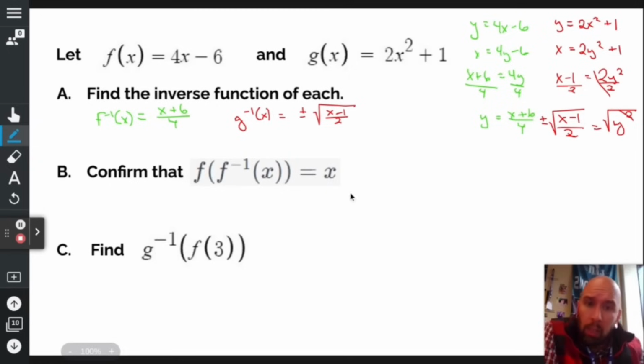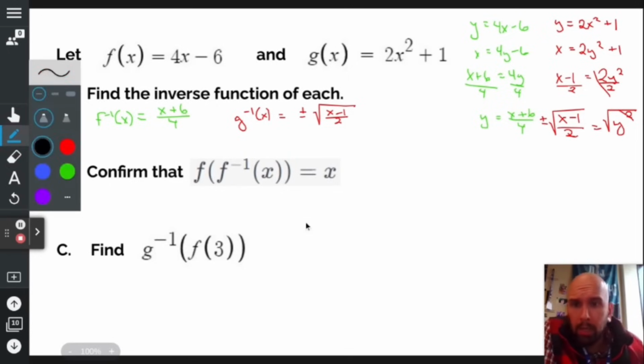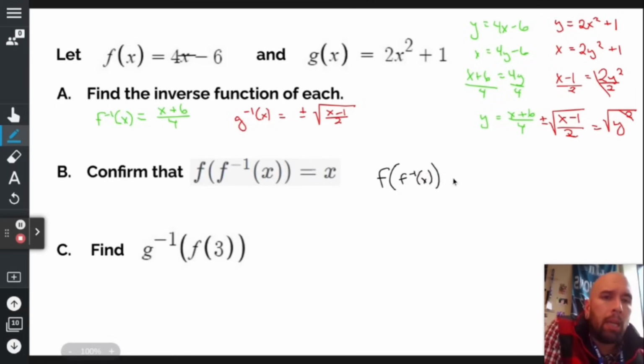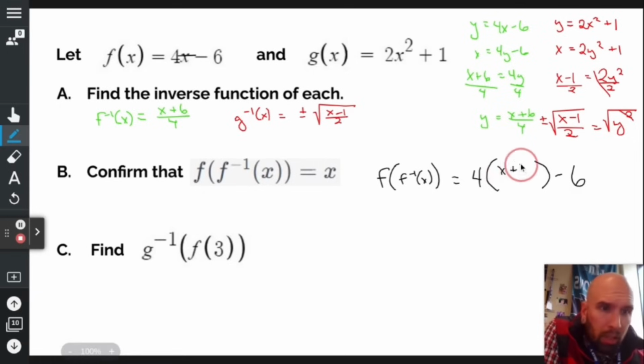Confirm that f inverse of f of x equals x. So basically, what I have to do is do what they told me. F of means I'm going to start out with f. So I'm going to write this out, but instead of x, I'm going to put a big parentheses minus 6. And instead of x, I'm going to type in the inverse.